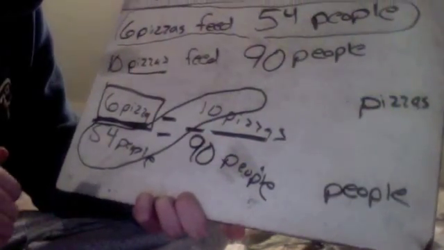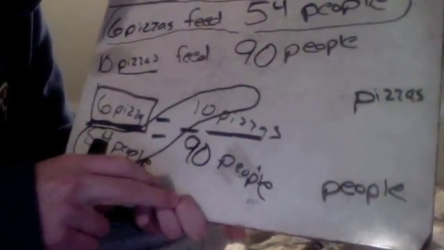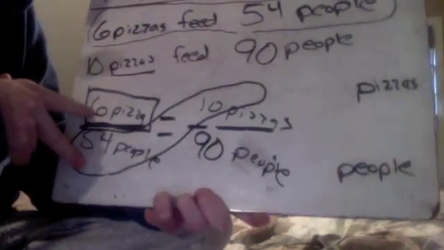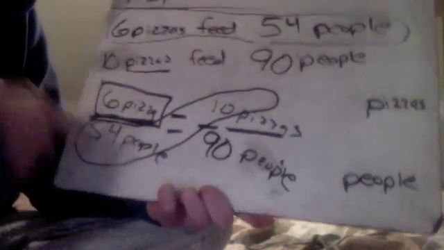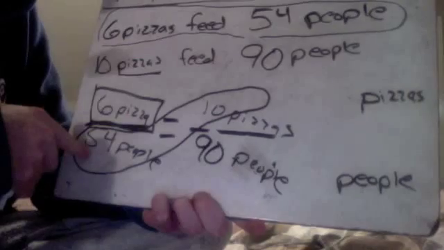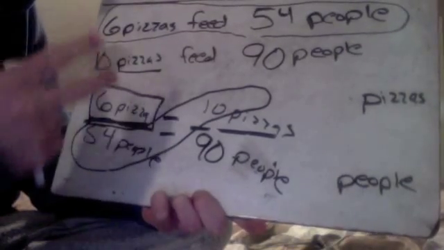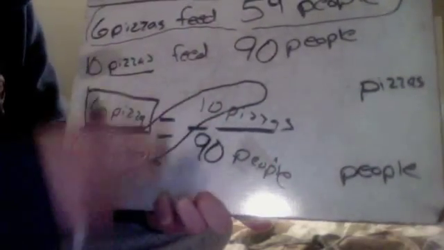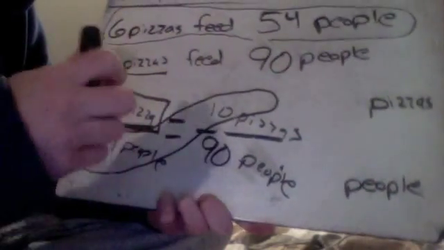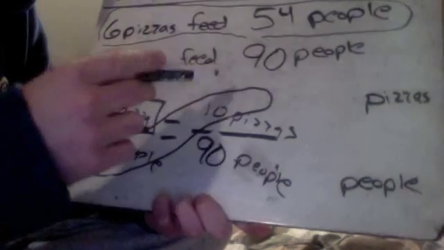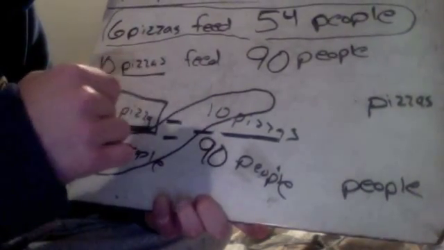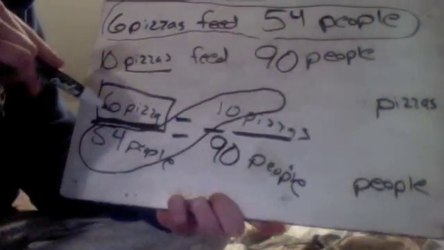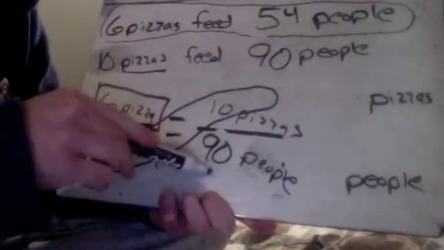All we had to do was set up our proportion correctly. We put what we already knew on one fraction, 6 pizzas to 54 people. We put the other number on the same line with the same label, pizzas up here, pizzas up here. Then we diagonally multiplied, 10 times 54, and then we divided by what was left. 6 was the number that was left, and that got us this 90.